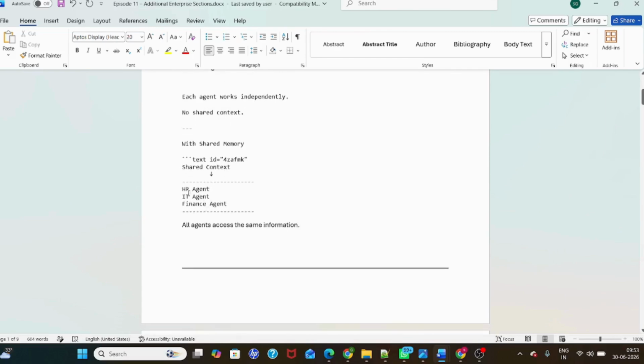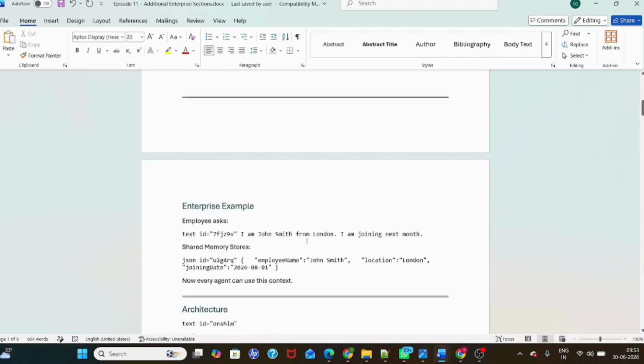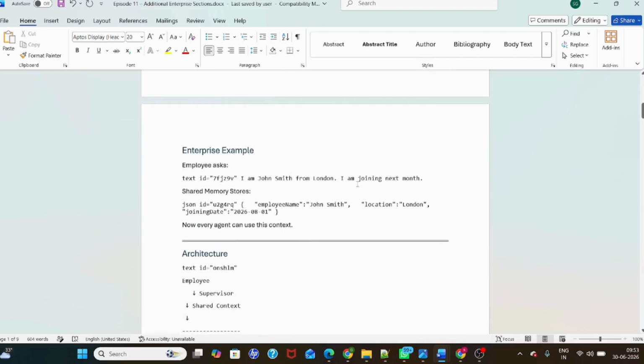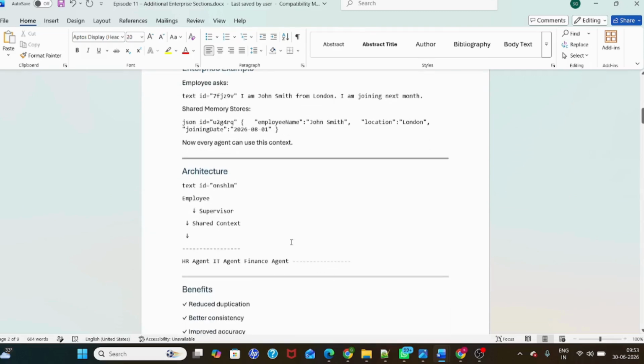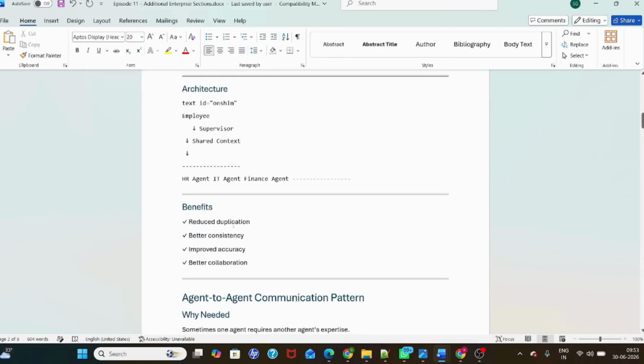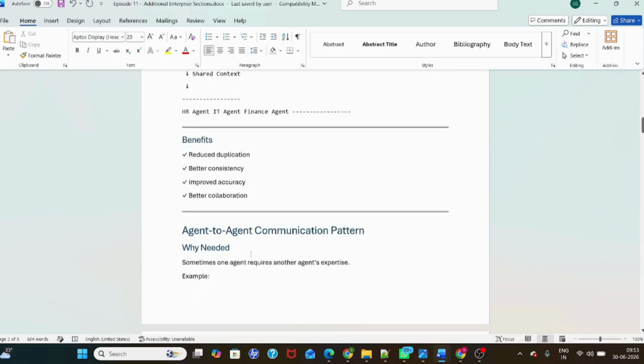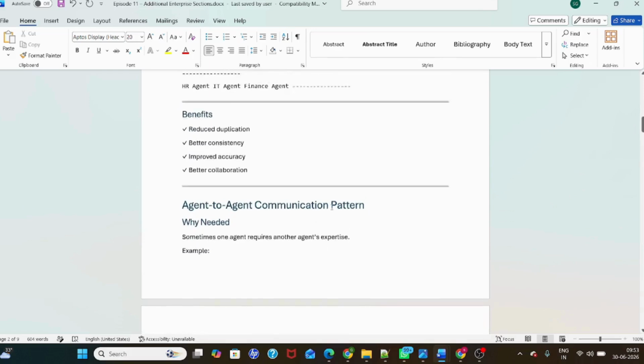Okay, he has already gone to the agent, let's go to the IT agent. So the agent can access the same information, a shared memory. Say I'm John Smith, shared memory can store this information. Now for every user, there is no need to pass it again. You can take it from the context. The benefit is reduced duplication: the same thing we are sending, we can put into the context and reuse it. Better consistency, improved accuracy.